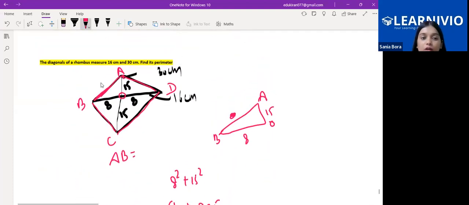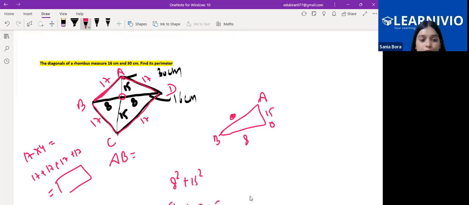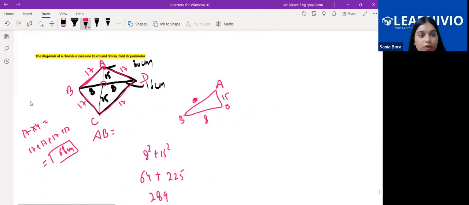Now this is 17, so this will also be 17, this will also be 17, and this will also be 17. So you have two methods: either you multiply 17 with 4, or 17 plus 17 plus 17 plus 17. So what will be the perimeter? 68 centimeters. Those who did it wrong, quickly correct it, and then we are going to start a new chapter. Just give me 1 minute.